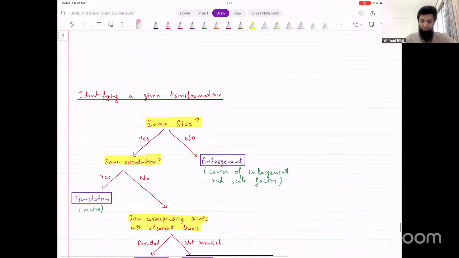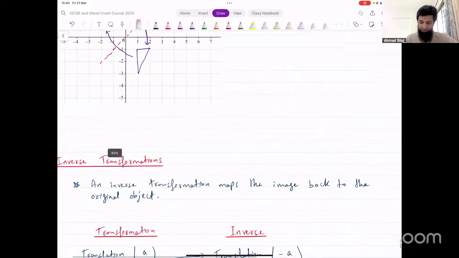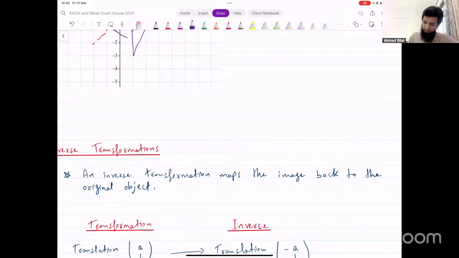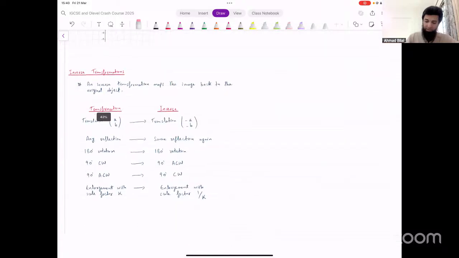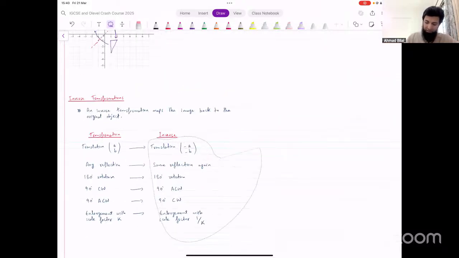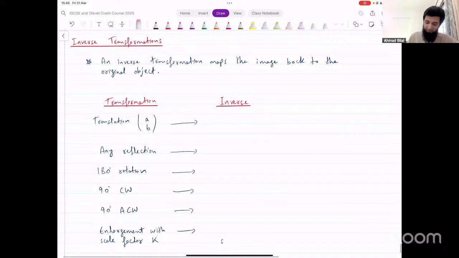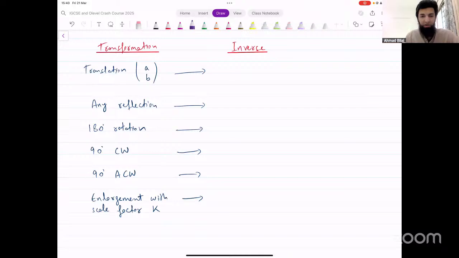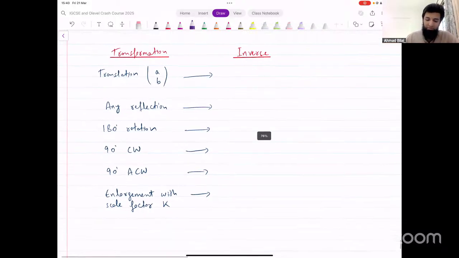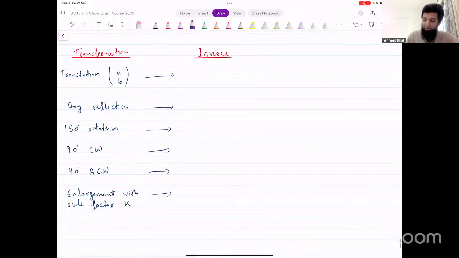So that's the idea of inverse transformation, first of all, that it maps the image back to the original object. Now let's see what the inverse of these transformations would be. So if you're doing a translation (a, b), let's try some numbers that might help you understand it better. Let's say you're doing a translation (3, 5). So you're moving an object 3 units right and 5 units up.